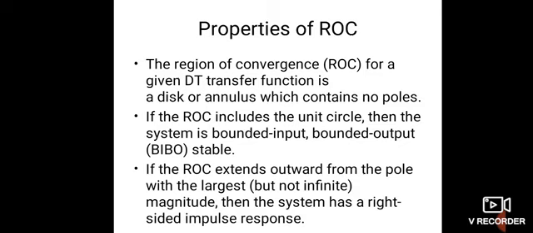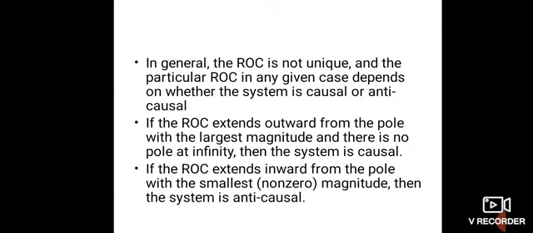If the ROC extends outwards from the pole location, towards the outside, it will go up to infinity with the largest magnitude, but not infinity itself. Before infinity, it takes any finite value which is very large but not infinite, then the system has a right-sided impulse response. Next, in general, the ROC is not unique.